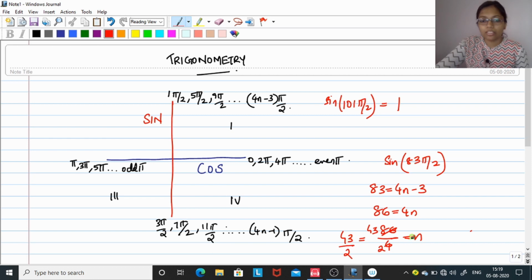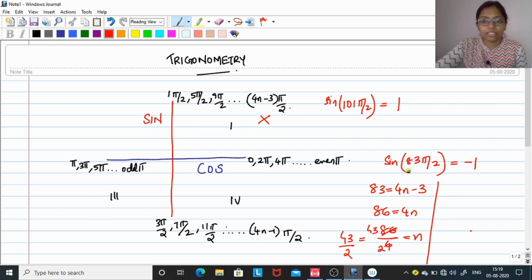43 by 2. See, here the n value is a fraction. So, position cannot have a fraction value, isn't it? A position must always be an integer value. So, we can definitely tell that 83 does not belong to this category. 83 is lying in the lower angle section. So, definitely sine 83 pi by 2 is equal to minus 1.